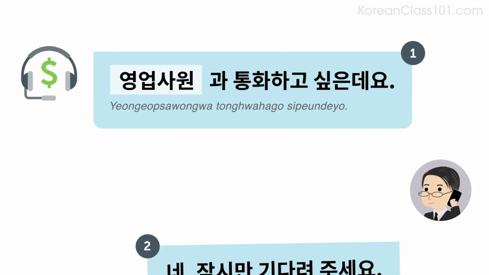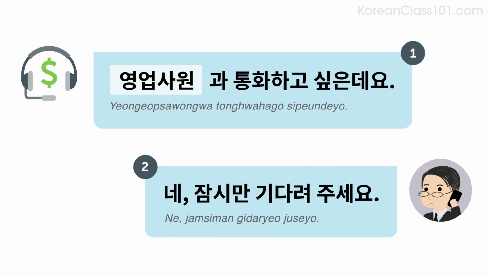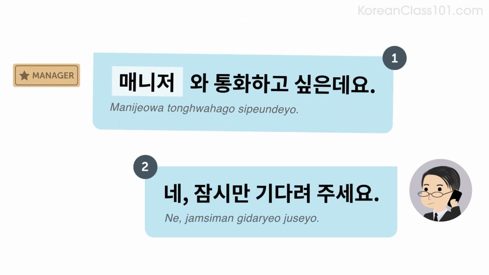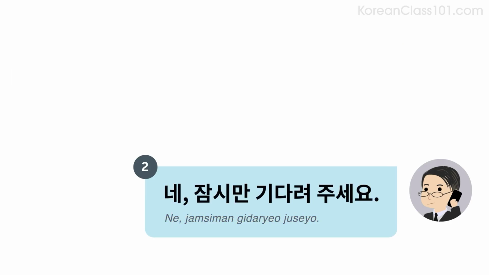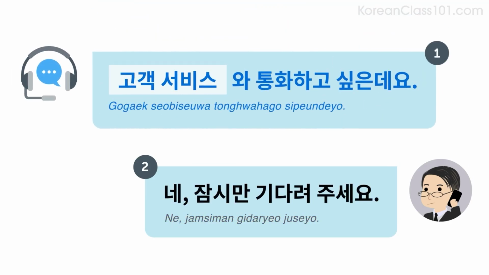Let's look at some examples. Listen and repeat or speak along with the native speakers. 영업사원과 통화하고 싶은데요. 네, 잠시만 기다려 주세요. 매니저와 통화하고 싶은데요. 네, 잠시만 기다려 주세요. 고객 서비스와 통화하고 싶은데요. 네, 잠시만 기다려 주세요.